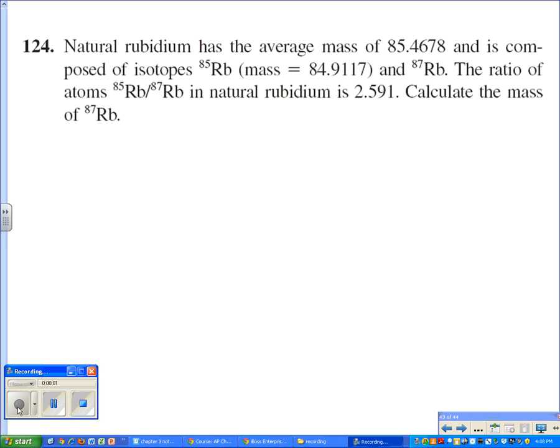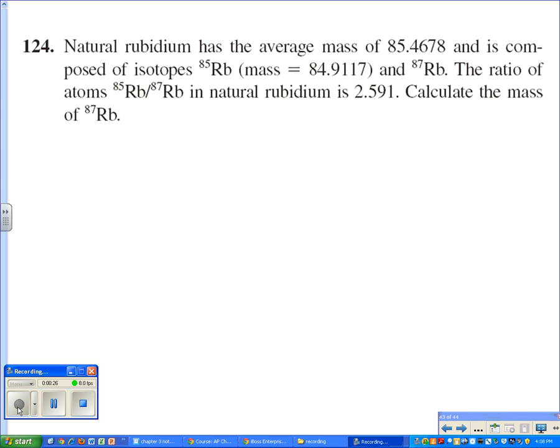This is pretty much a challenge problem, an outside the box problem for figuring out the atomic mass. In this problem, they've given you the average atomic mass for rubidium, and they're trying to figure out what is the actual mass for rubidium-87. So we know it's got to be somewhere around 87, but it wants the number. So this is the information that they give me.